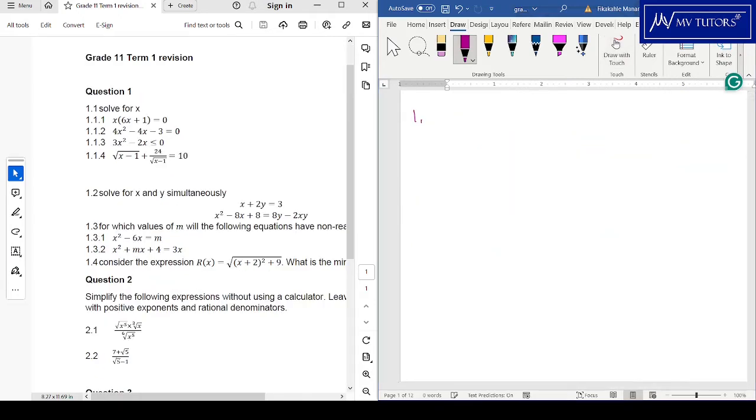Okay, let's do question 1.2 now. It says solve simultaneously. Cool. So I've got x plus 2y is equal to 3, and then I've got x squared, interesting, minus 8x plus 8 is equal to 8y minus 2xy. I'm just going to name them. This is my equation 1, that's equation 2.